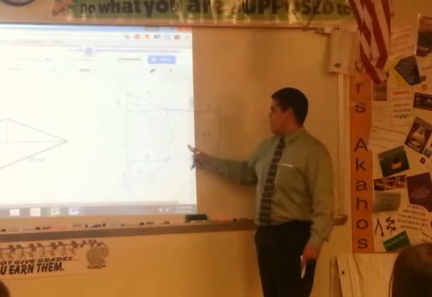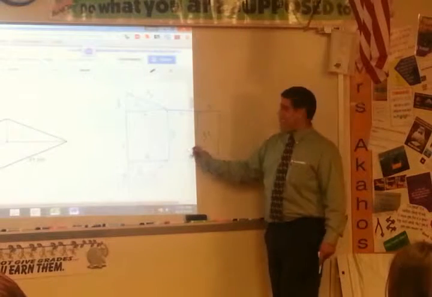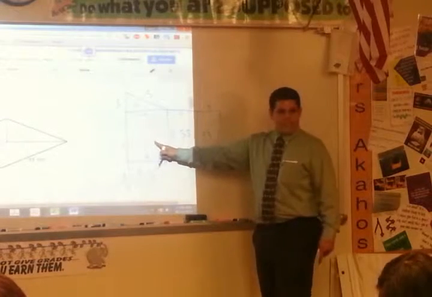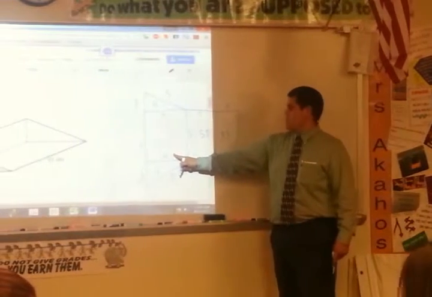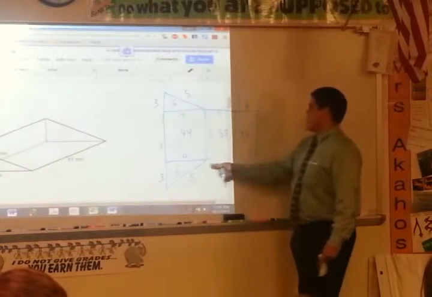So what about this one? Now what's the base on this one? 5. And the height? So what is it? 55. Good. And then what about this one? Base is good. 44. All right, so how do we find the surface area if we found all of them already?